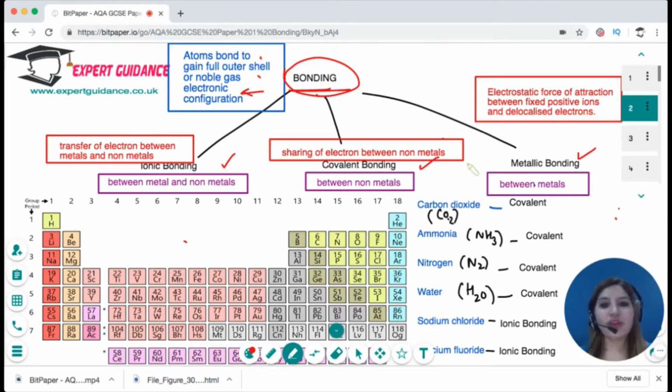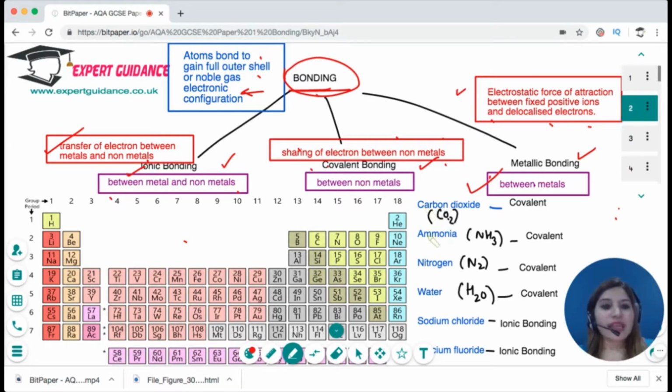And they do so in three ways. Either by transfer of electrons between a metal and a non-metal, so that is ionic bonding, which is between metals and non-metals. Covalent bonding is the sharing of electrons between two non-metals, and metallic bonding is between metals, where there's an electrostatic force of attraction between fixed positive ions and delocalized electrons.